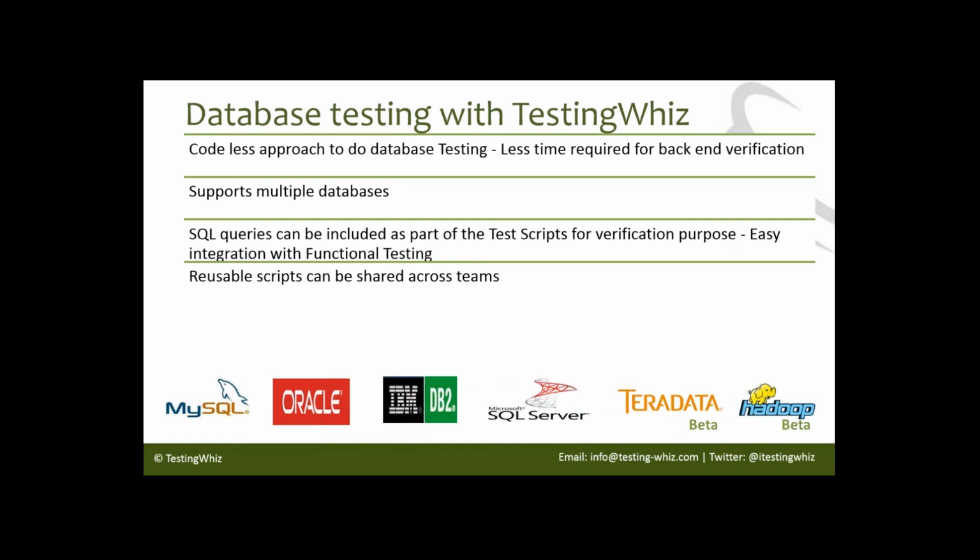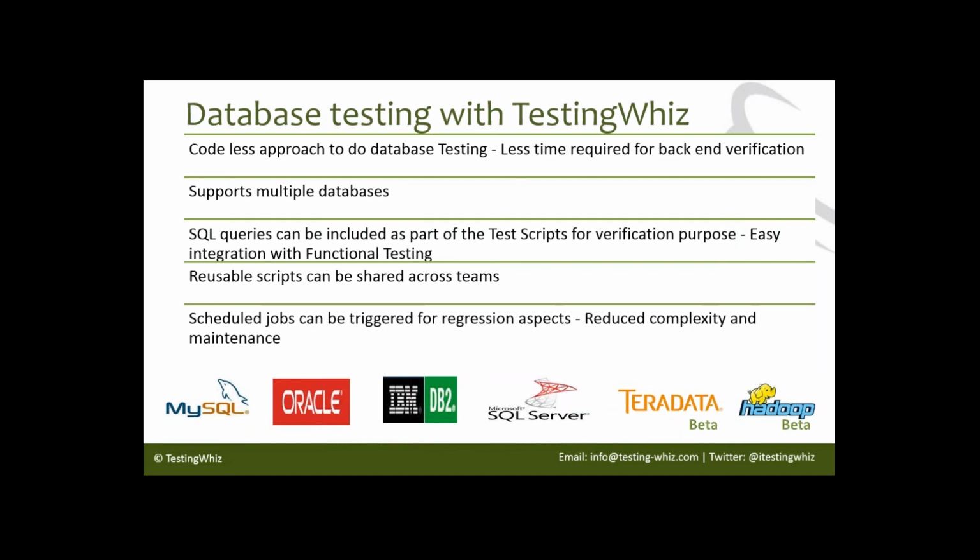These can be created from within TestingWhiz and shared across teams so that we can have better collaboration. Once the scripts prepared by the development team or QA team are stable enough, they can be kept on scheduled jobs, which is out-of-the-box support provided by TestingWhiz, and the jobs can be triggered for the regression aspects. It will help reduce the complexity and the maintenance of the test scripts.